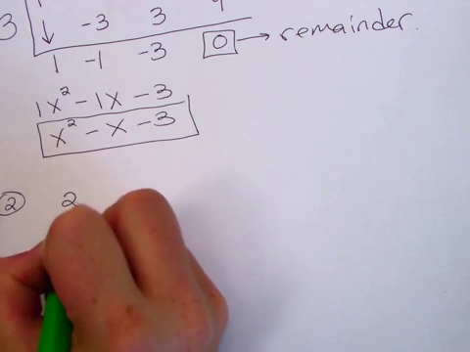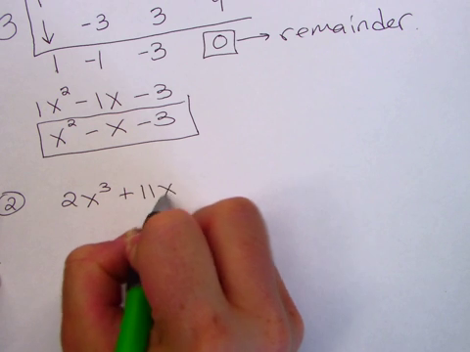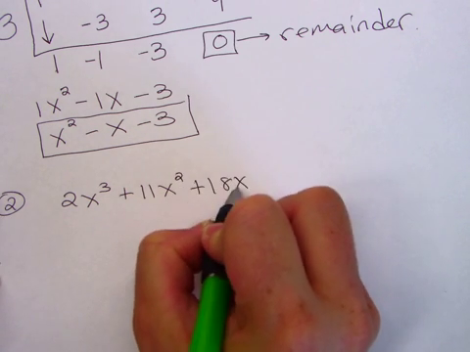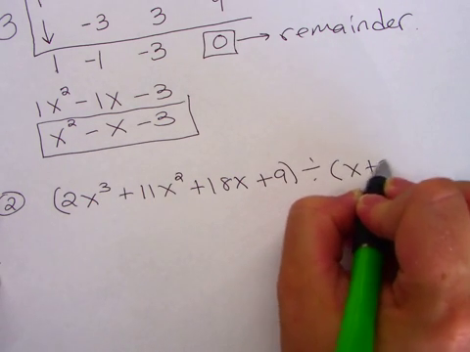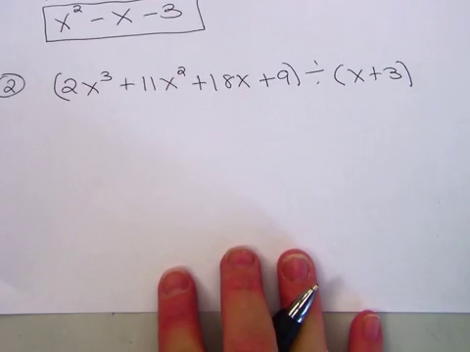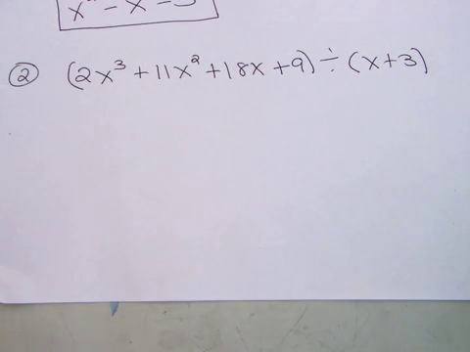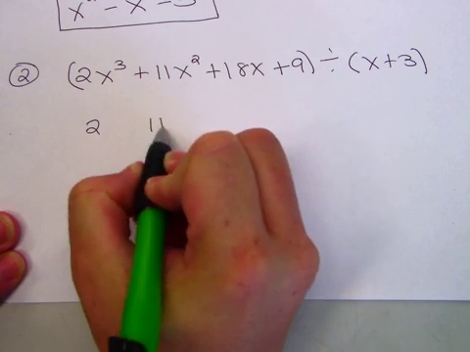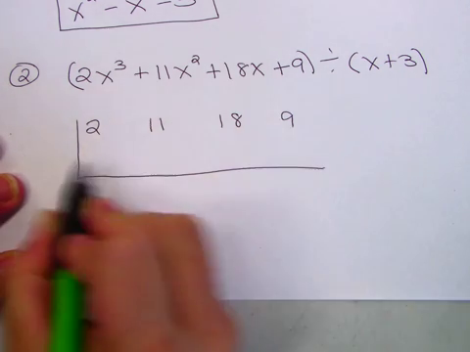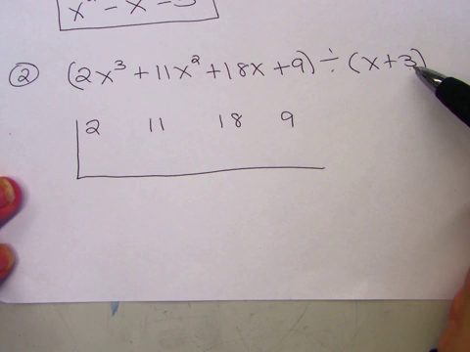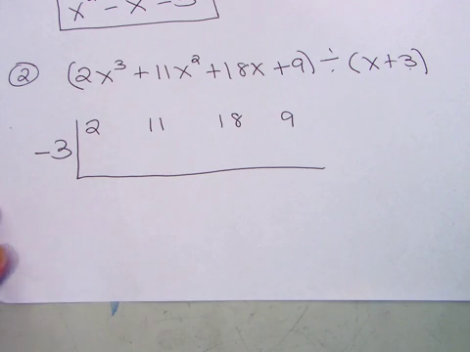We have 2x cubed plus 11x squared plus 18x plus 9 divided by x plus 3 again. Remember our process. Write down all the coefficients: 2, 11, 18, 9. Draw our upside down division symbol with space. Remember, we're switching the sign of what we're dividing by. We're dividing by -3, because in long division we have to subtract. We're working the subtraction in by putting the minus there.